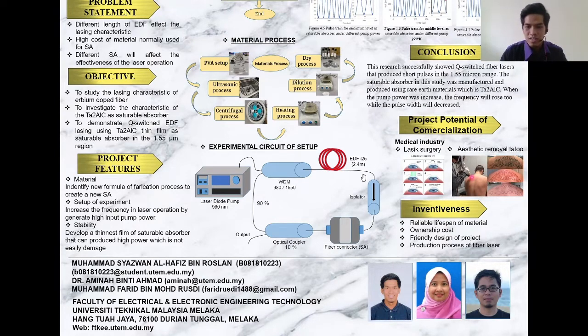The isolator is to enable unidirectional operation in the cavity, and then through the fiber connector, where the saturable absorber is implanted to produce a Q-switch pulse or Q-switch waveform, through the optical coupler and out to the oscilloscope output.